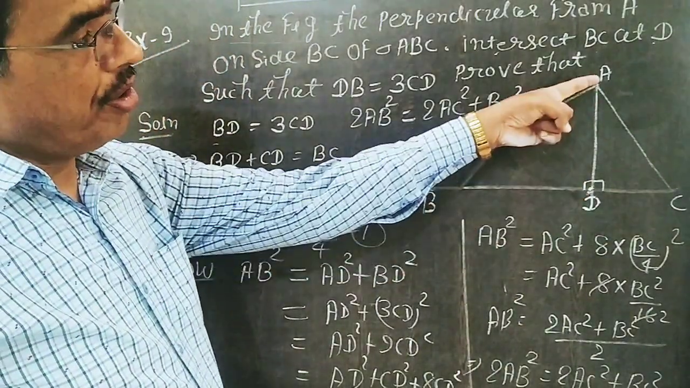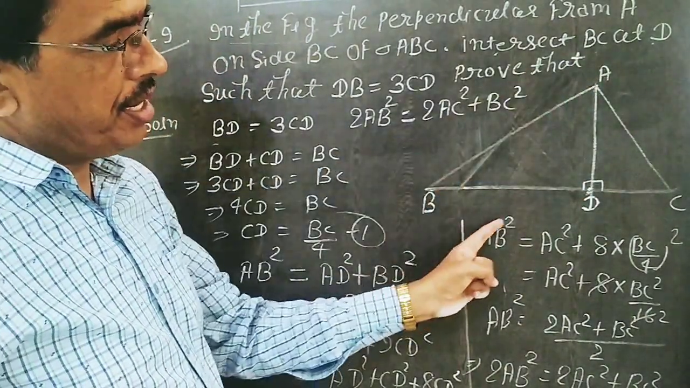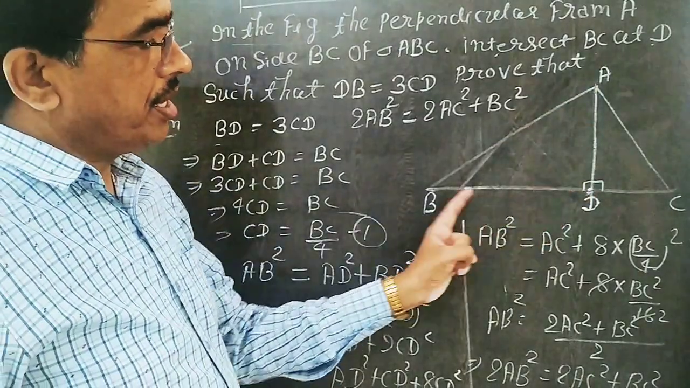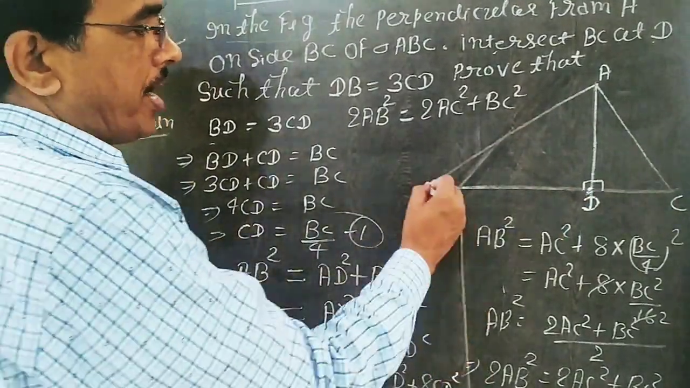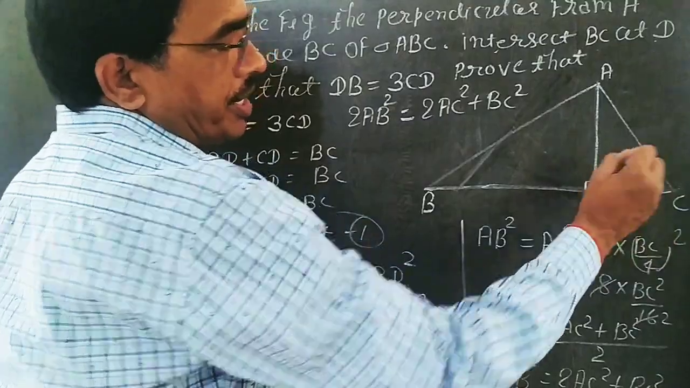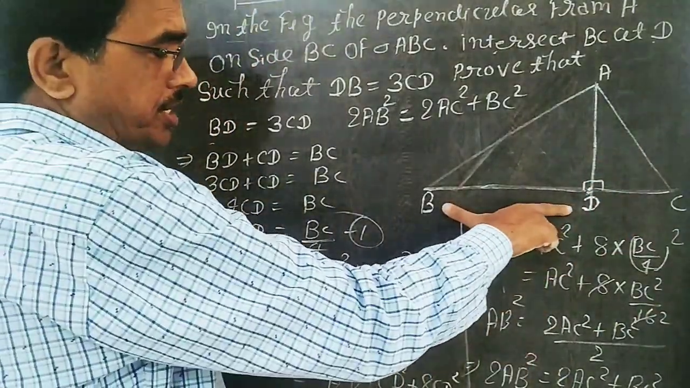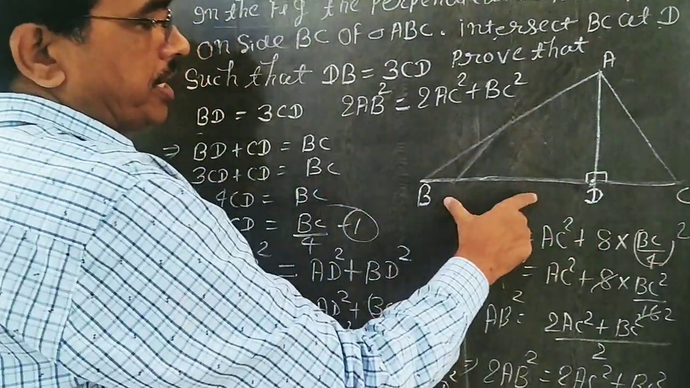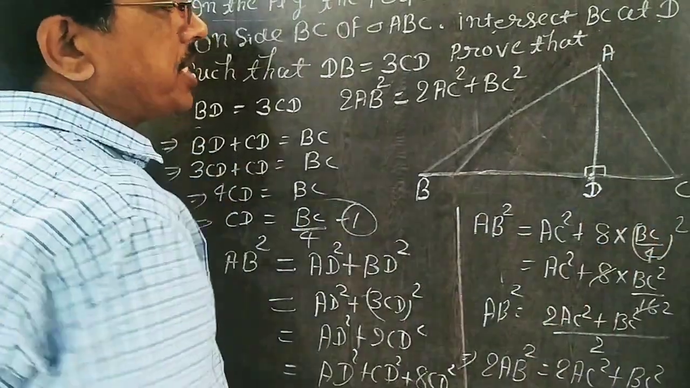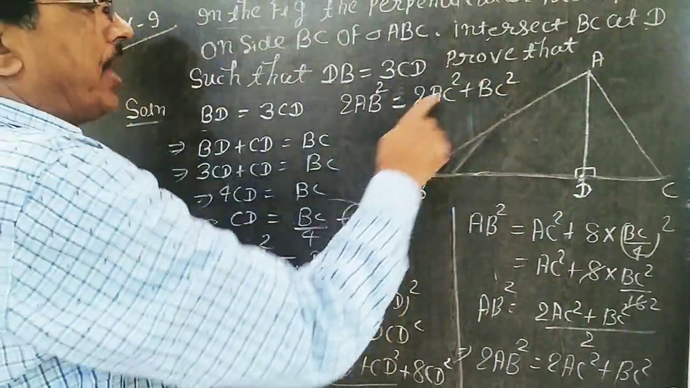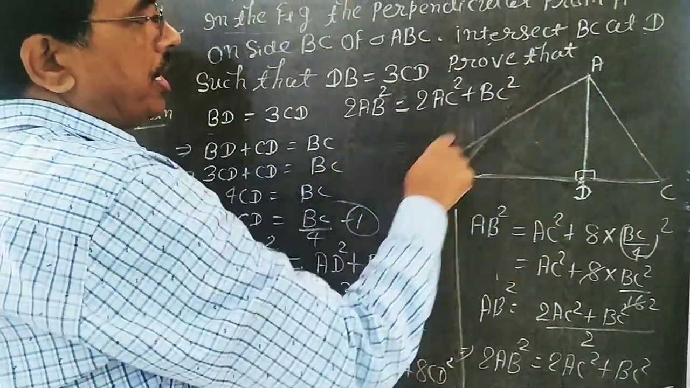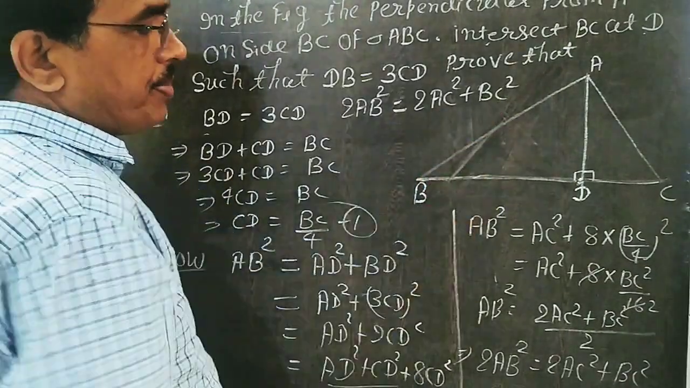Perpendicular drawn from A of triangle ABC to the side BC intersects at D such that BD is equal to 3CD. That means BD is 3 times CD. Prove that 2AB square is equal to 2AC square plus BC square.